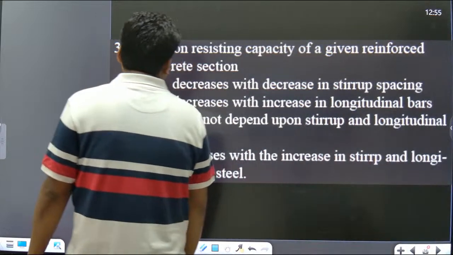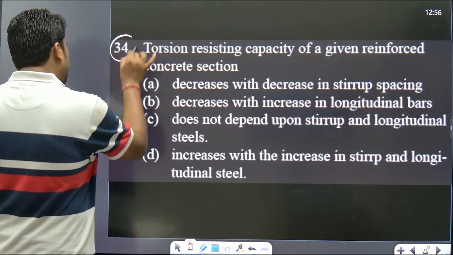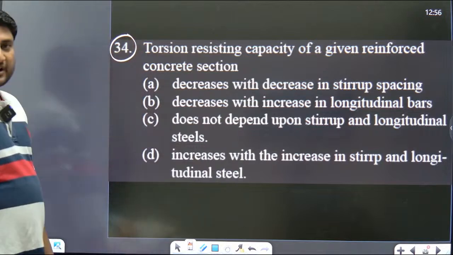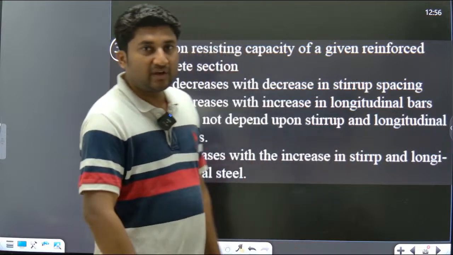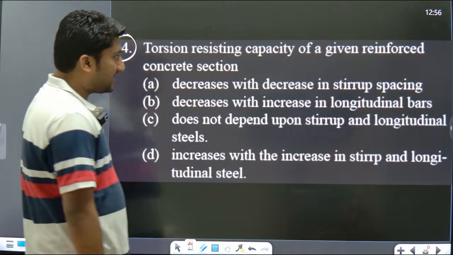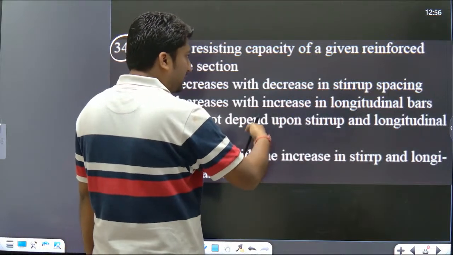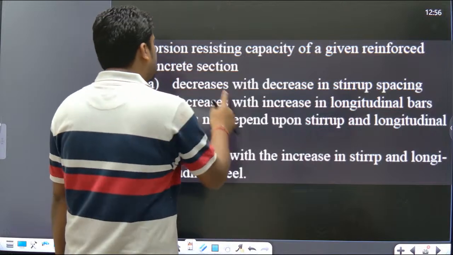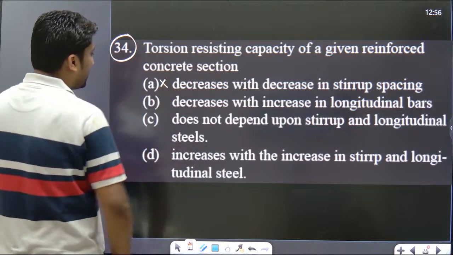Now answer me. Torsional resisting capacity of given reinforced concrete section. Whenever you increase the torsional resisting capacity for a given section, you can see very carefully, it decreases with the decrease in stirrup spacing. So whenever you decrease the stirrup spacing, will the torsional capacity decrease? No, it will increase because more stirrups will be there. So option A is not the correct answer.